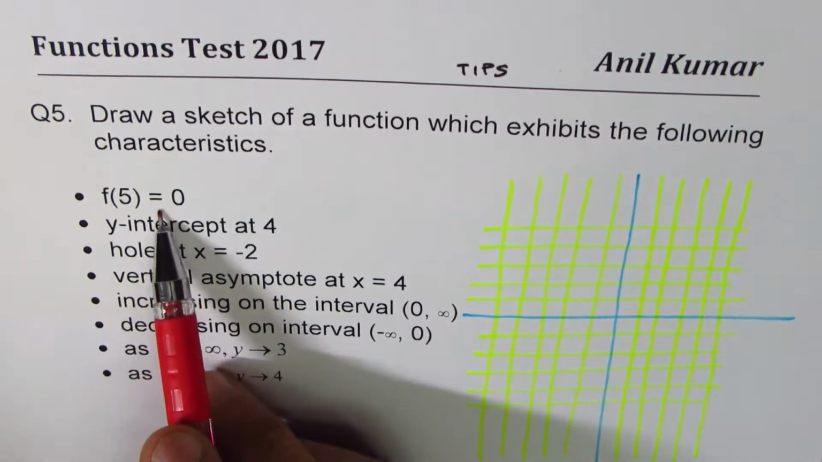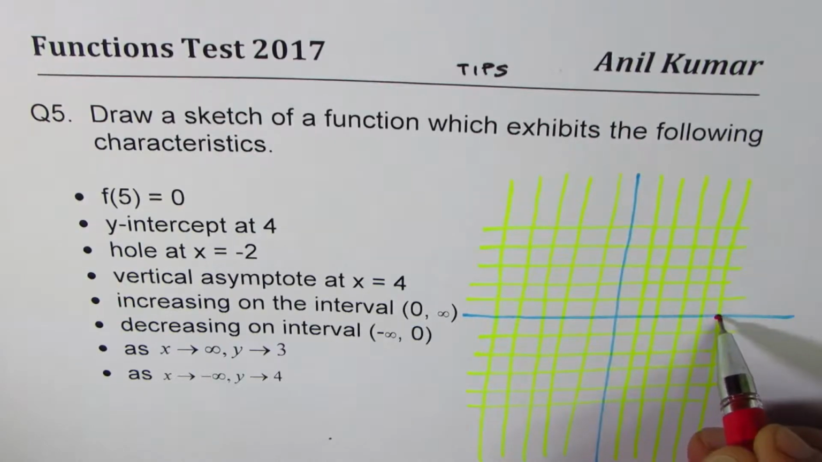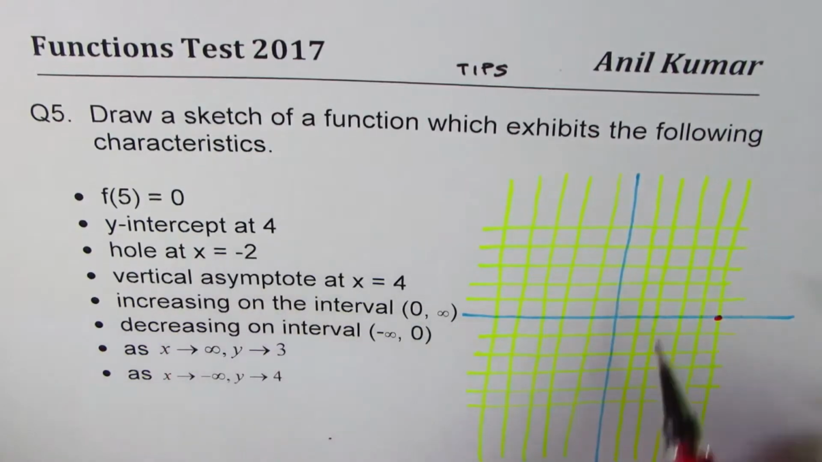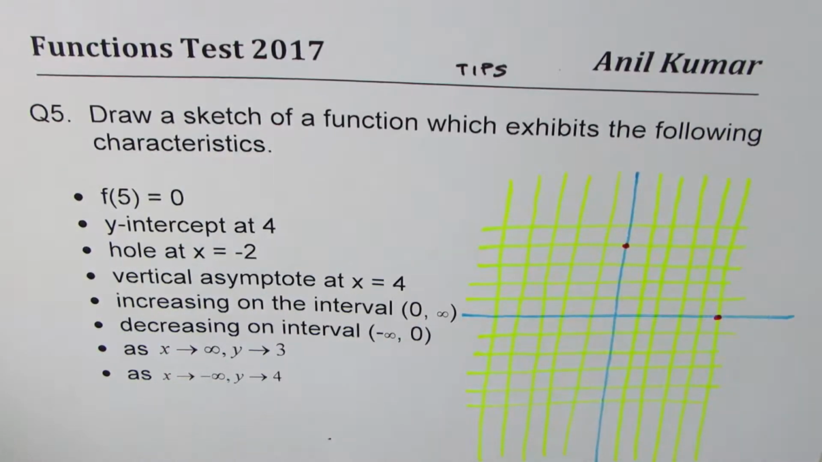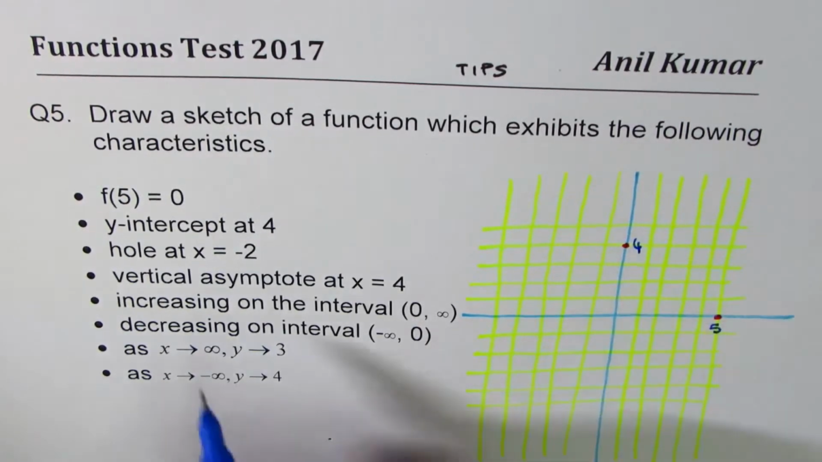f(5) is 0. That means at 5, 1, 2, 3, 4, 5, we have a 0. So that is 1 point. Y-intercept is at 4. That means 1, 2, 3, 4. This is at 4. Okay. So here we get 5. Here we have 4.